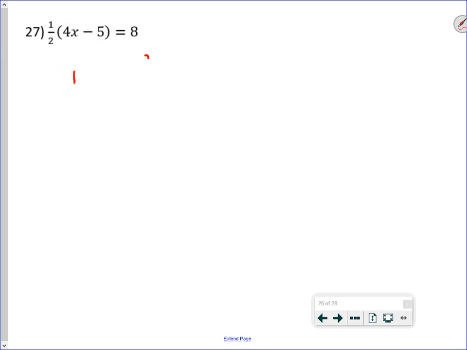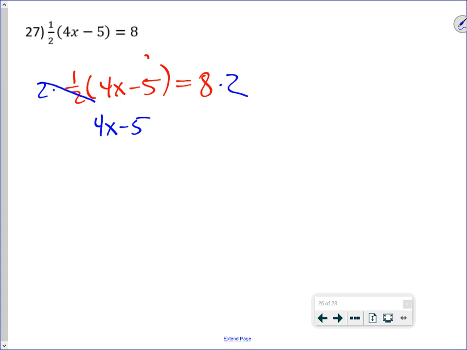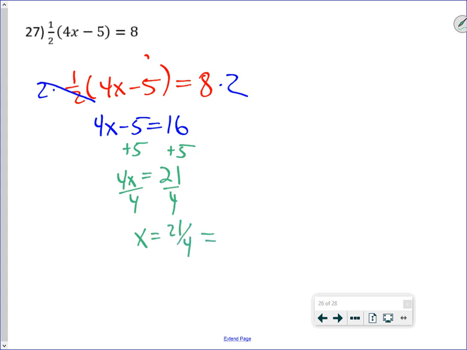which is, we start off with the problem, and instead of distributing, we're just going to get rid of the fraction by multiplying both sides by 2. Fraction cancels, and I'm left with 4x minus 5 equals 16. Add 5 to both sides, I'll get 4x equals 21. Divide both sides by 4, and I'll get x equals 21 over 4, or 5.25.